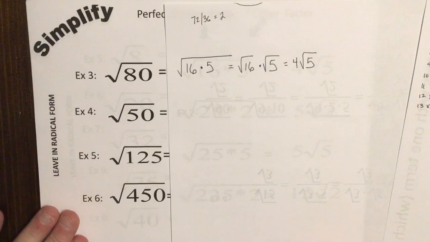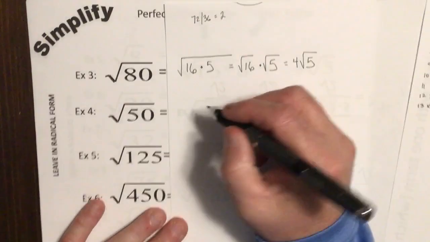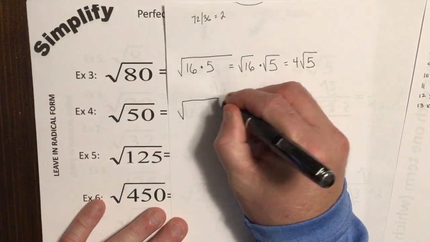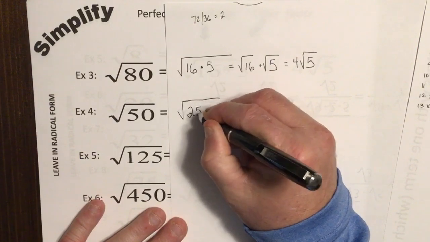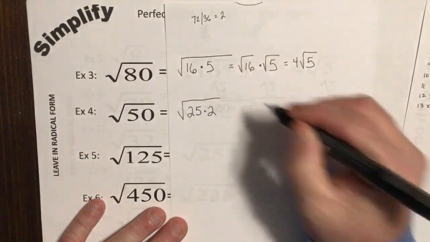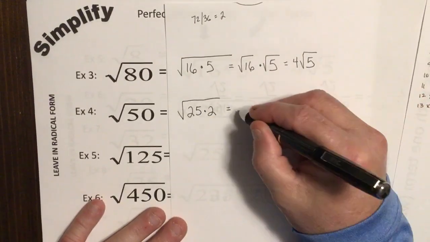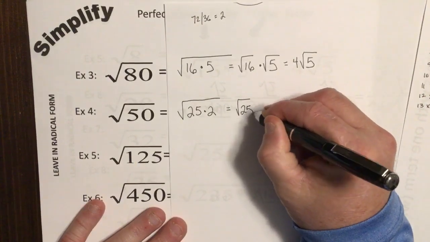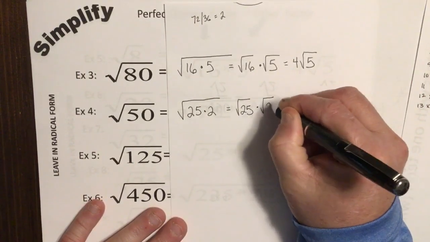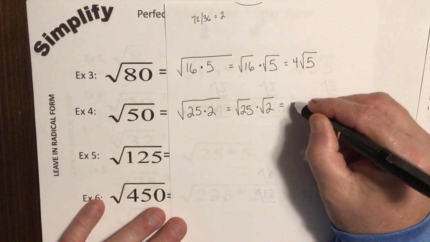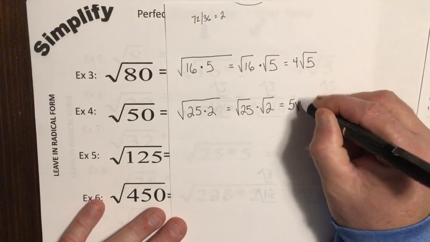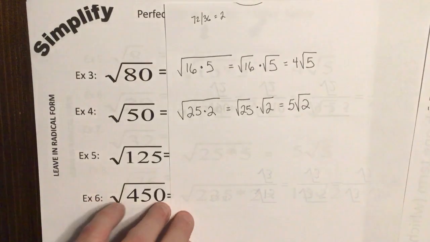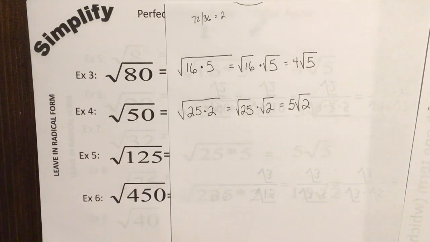Okay. All right. I know 50, perfect square, 25 times 2. Square root of 25 times square root of 2. Square root of 25 is 5. I leave 2 inside the radical because it is not a perfect square. And that would be my final answer.